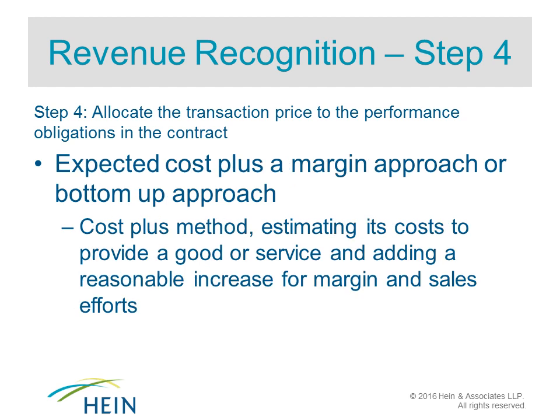The expected cost plus a margin approach, or bottom-up approach, is pretty self-explanatory in its title, but it's really a cost-plus method where you're estimating the cost to provide a good or service and then adding a reasonable increase for margin and sales effort. Now, the one thing the guidance doesn't specifically go into is how you determine the margin itself. That may take some significant judgment in assessing those observable inputs again and evaluating what your current business model represents and how you've historically done business.